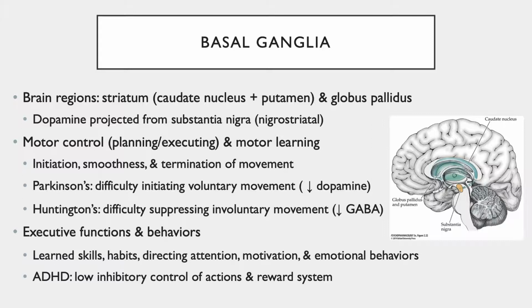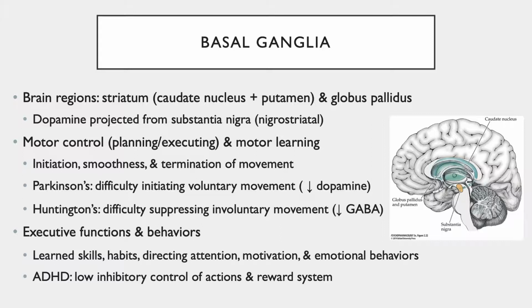Similarly, but oppositely at the same time, with Huntington's disease, there's difficulty suppressing involuntary movement. This is due to low levels of GABA. From this, you can see how essential it is that we have balanced levels of dopamine and GABA in the basal ganglia in order to support what we would refer to as normal movement.